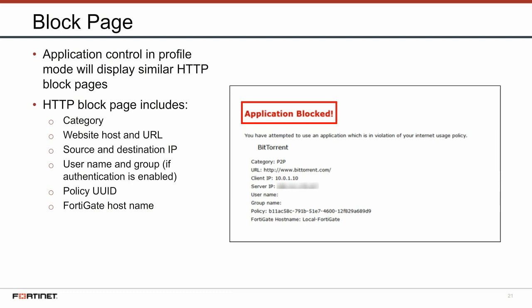UUID of the policy governing the traffic. FortiGate's hostname. The last two items in this list can help you identify which FortiGate blocked the page, even if you have a large network with many FortiGate devices securing different segments.